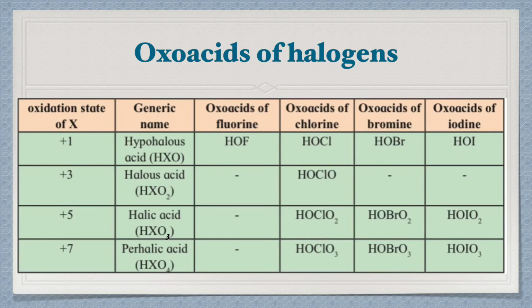Okay, so no need of by-hearting everything. You can easily find out the oxidation state from the formula if you know the formula. For example, I'll take one example, that is hypofluorous acid. So the formula will be HOF.